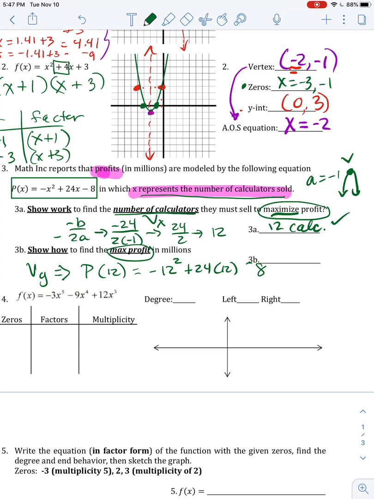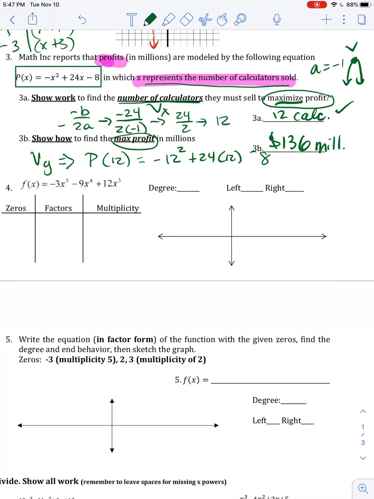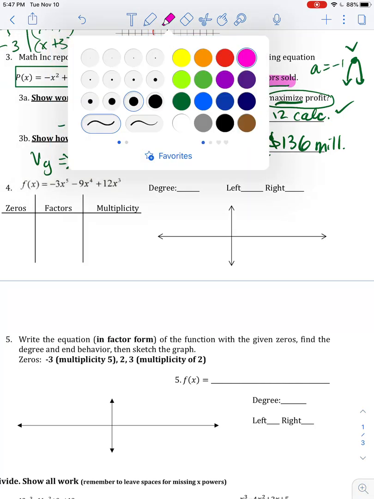Okay, so I'm just going to go ahead and do that on my calculator. So -12 squared and so on. And I get 136. And keep in mind, that's $136 million. Well, it seems like an awful lot for 12 calculators, but whatevs. It is correct. Okay, so let's take a look at the next one.